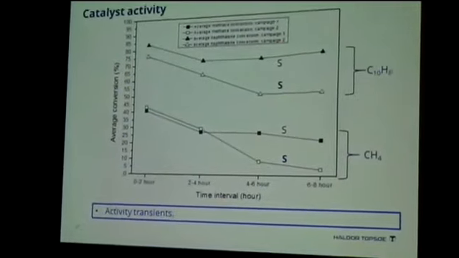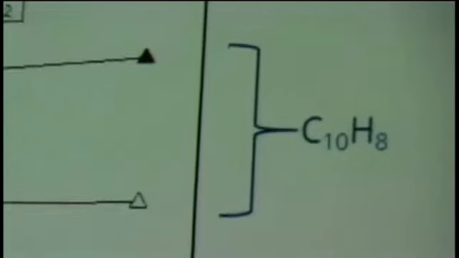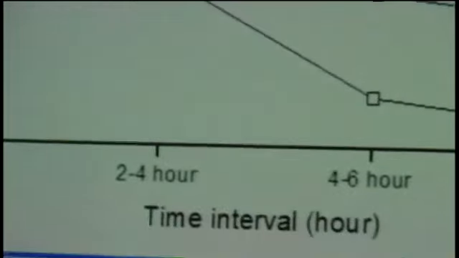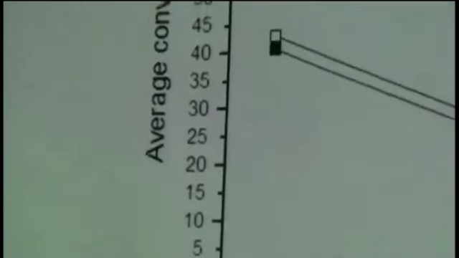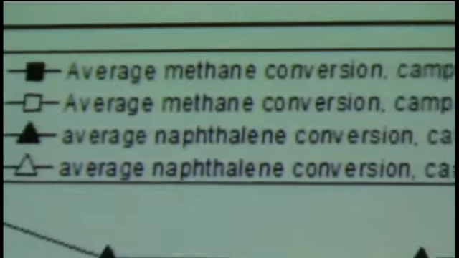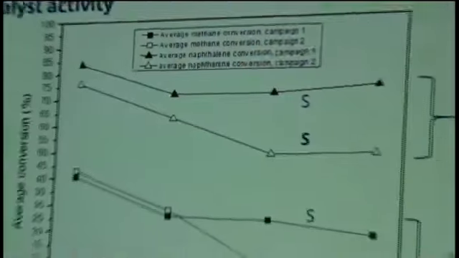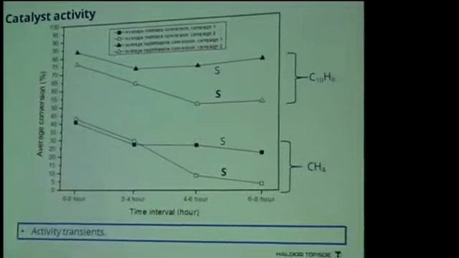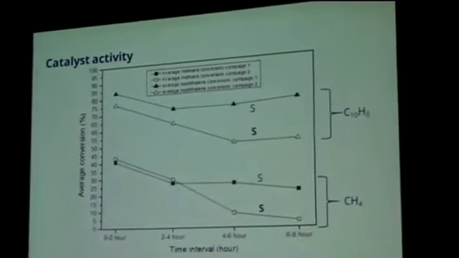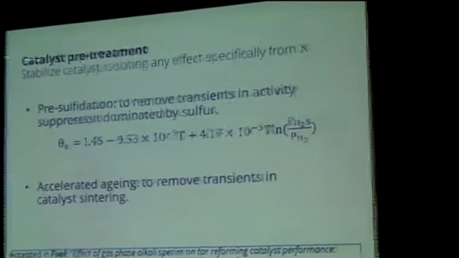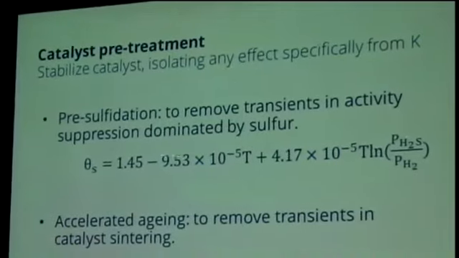If we look at the catalyst activity, there's nothing suspicious here either. We all know that sulfur passivates tar reforming activity, or hydrocarbon reforming activity, and you get a drop in the naphthalene and methane conversion. What is important here is that we have a lot of transients in terms of sintering, but also sulfur uptake and activity of the catalyst. And this is not a model system to look at the effect of potassium on top of all this. So what we do is stabilize the catalyst, we pre-sulfide the catalyst.